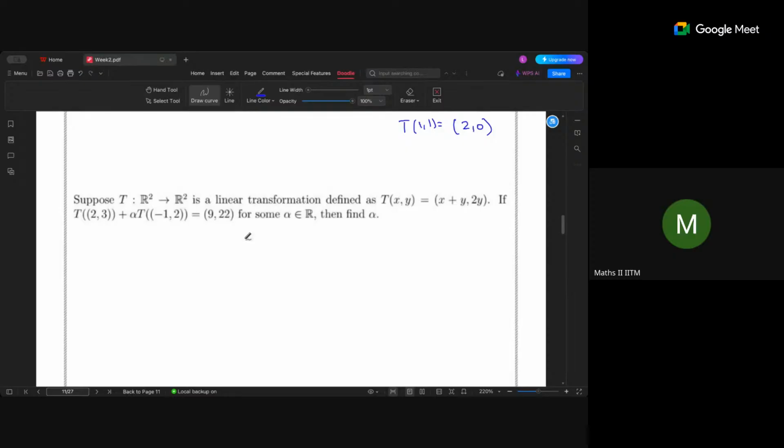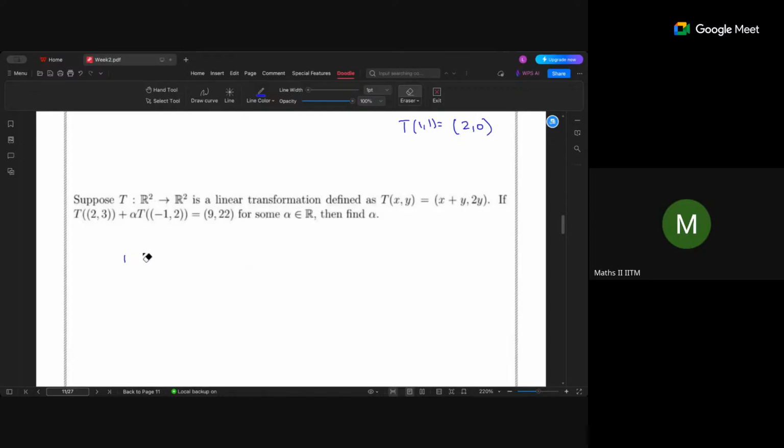Okay. So now here you have a linear transformation. If T of (2, 3) plus alpha times T of (minus 1, 2) is (9, 22) for some alpha, find alpha. How can we do this? Here you have to combine these two first. T of (2, 3) plus (minus alpha, 2 alpha), this is (9, 22). Okay. Maybe we should have done the other way around, not like this.